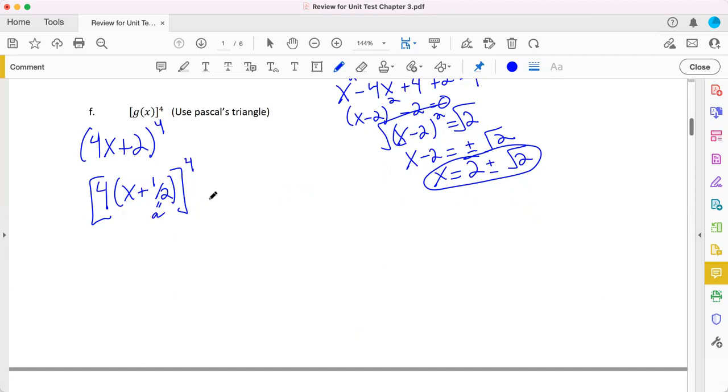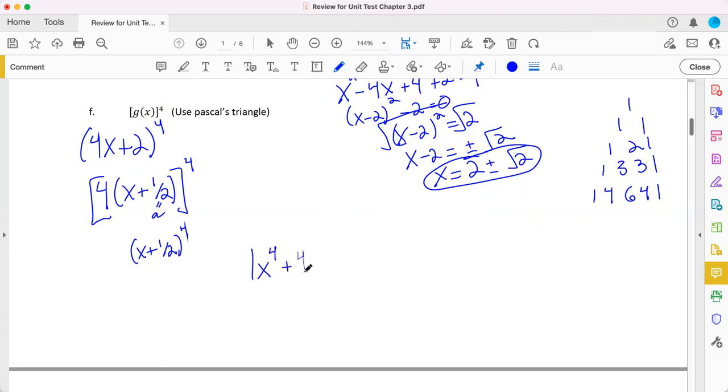What I'm doing right now is saying that I want to do x plus 1/2 to the 4th power. Set up a quick Pascal triangle, and I'm going to stop once I hit the 4th power. So this is 0, 1, 2, 3rd row, 4th row.